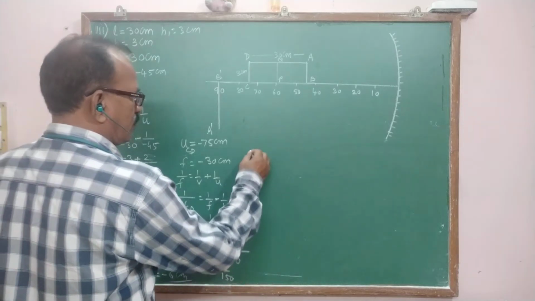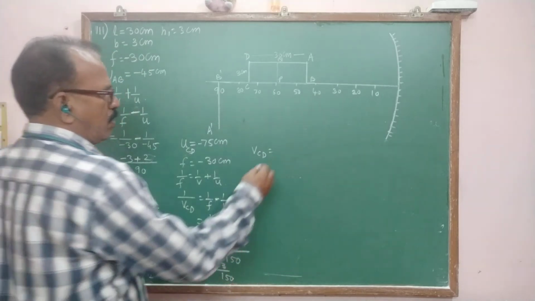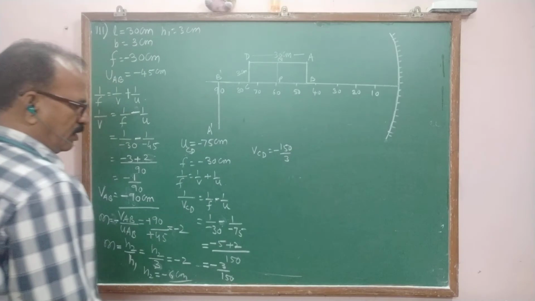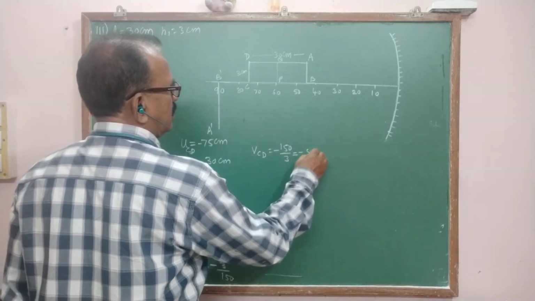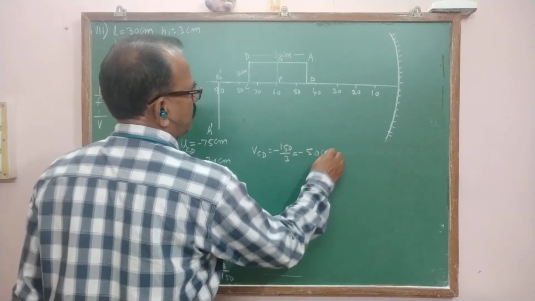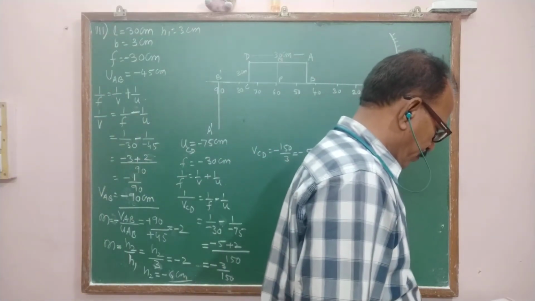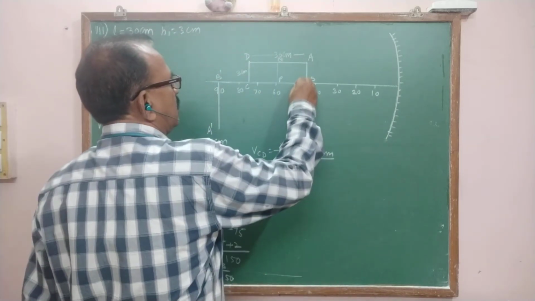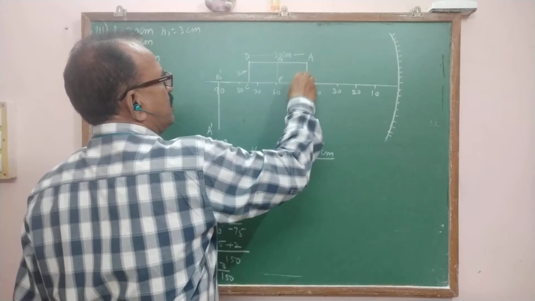VCD is equal to minus 150 by 3. So that will be equal to how much? Minus 3 5s are 15, minus 50 centimeter. So VCD is equal to minus 50 centimeter, which means the image of CD will be forming at 50 centimeter.